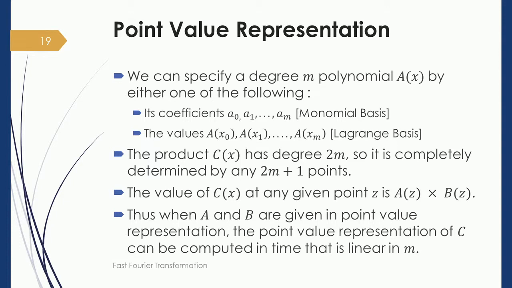So this naturally means that when the polynomials a and b are given in point value representation, the point value representation of c can be computed in time that is linear in m. Because if a and b are represented using 2m plus 1 points, then we simply take those 2m plus 1 point value representation points, and we multiply the corresponding y values in order to get the value of the polynomial c at the corresponding x sub i. And this only requires 2m plus 1 multiplications.